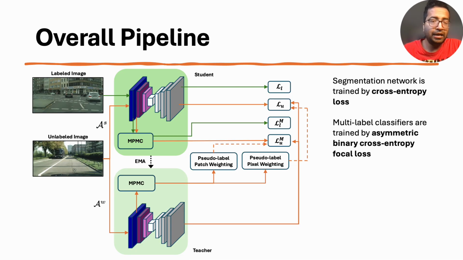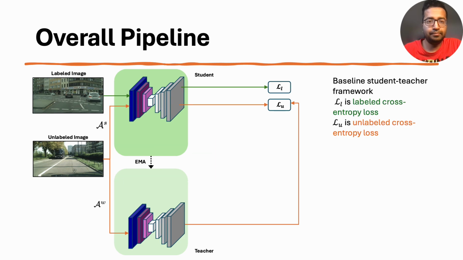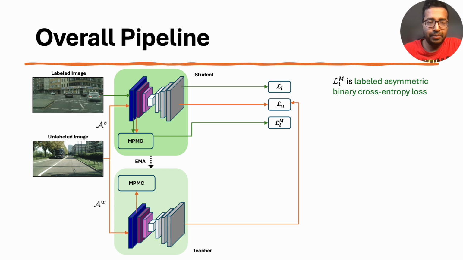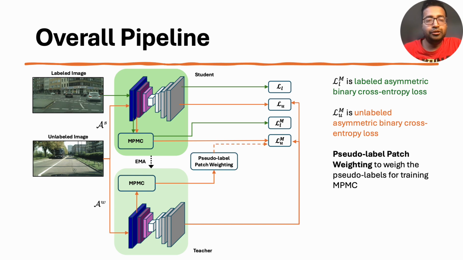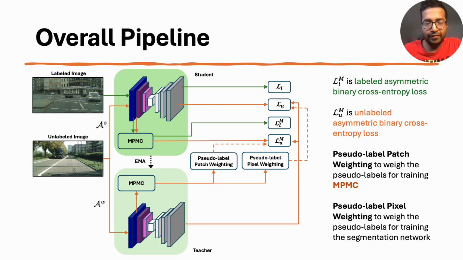Coming to our overall pipeline, we have a teacher-student network with the plugin module MPMC. The segmentation network is trained by cross-entropy loss, while multi-level classifiers are trained by asymmetric binary cross-entropy focal loss. So first we have a teacher-student network to which we have introduced MPMC, which is trained on labeled images by LML. For unlabeled images, we have LMU. But to reduce the noise on the unlabeled images for the multi-level classifier, we introduce pseudo-label patch weighing. And to reduce the effect of noisy pseudolabels on the segmentation network, we introduce pseudo-label pixel weighing.